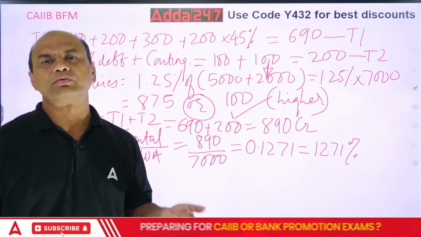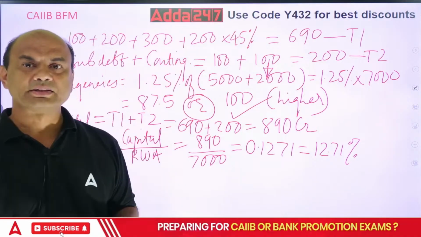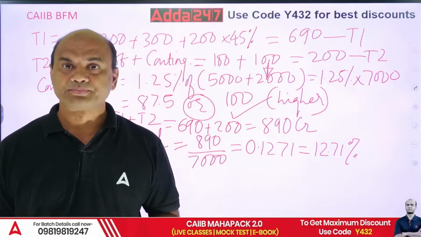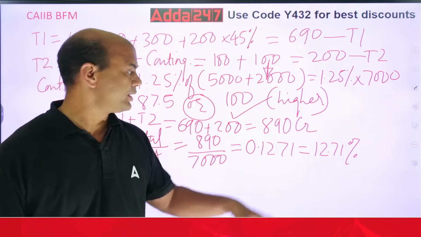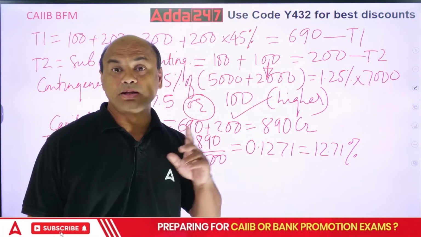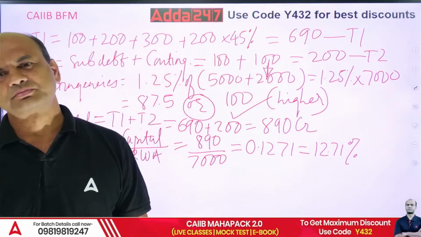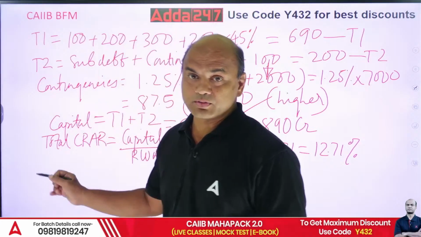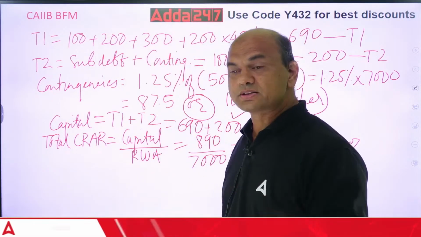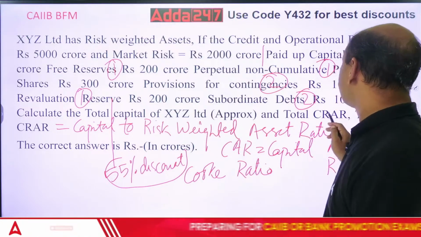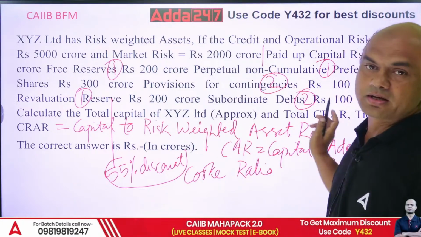So is this good or bad? It's good, because what does RBI say? RBI says your CRAR including buffer, including CCB, should be 11.5% minimum. So here it is 12.71. It's good. Now, has your question ended? No, you wanted Tier 1 CRAR also. See, 3 questions were there: total capital, total CRAR, Tier 1 CRAR.